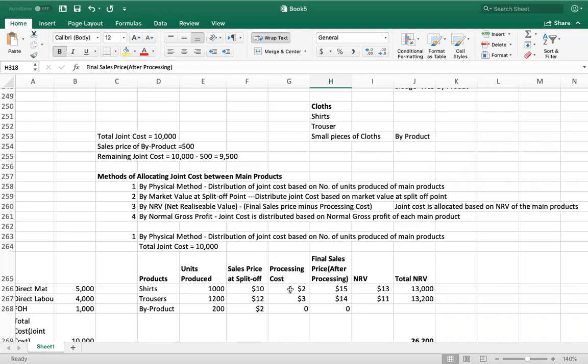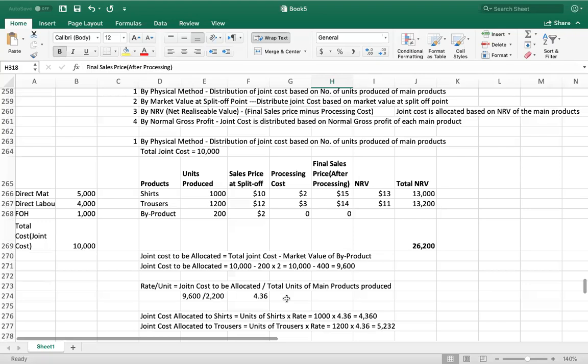But if you process, it will give you some additional cost. Additional cost for shirt is 2 and additional cost for trouser is 3, for example. Now management is asking whether we should sell these products without further processing or we should process. So we will see each item one by one. Will they decide by each item or for the whole items? No, item by item. We have two items. We will see one by one which item we should process and which item we should not process.